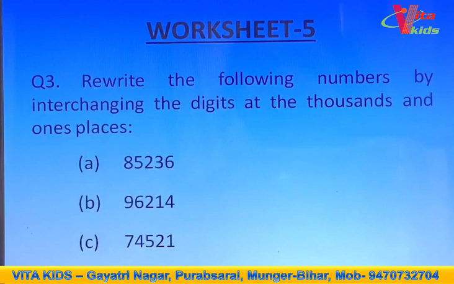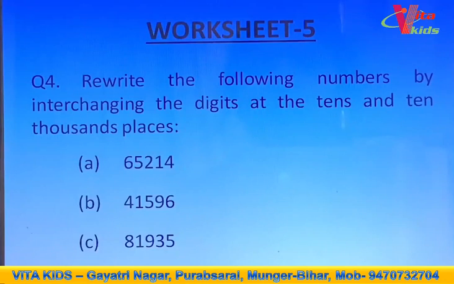Question number 3. Rewrite the following numbers by interchanging the digits at the thousands and ones places. Now first one, 85236. Let us see what do you have on the thousands place and ones place. We have 5 in the thousands place and 6 in the ones place. Here you have to exchange the place of 5 and 6. I'm sure you can do it. B part 96214. C part 74521.